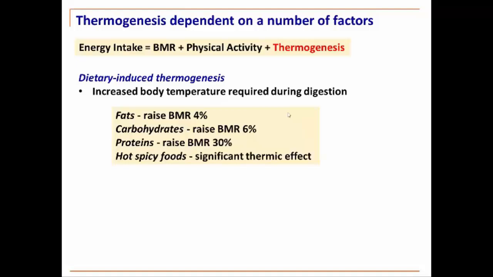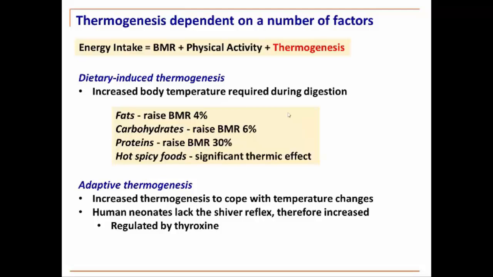And hot spicy foods can have a significant thermic effect. Just think about when you have something that's way too spicy for you, you feel yourself getting hotter and hotter and hotter. And because you're getting hotter, that is clearly burning a lot more calories, or a lot more ATP. So they have a significant thermic effect, raising that basal metabolic rate, or rather that requirement for energy.